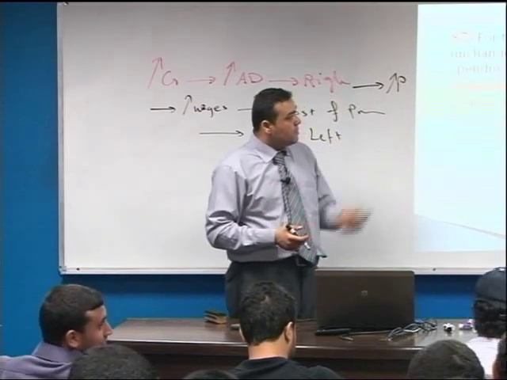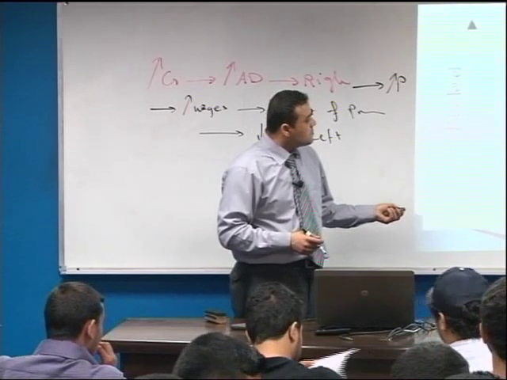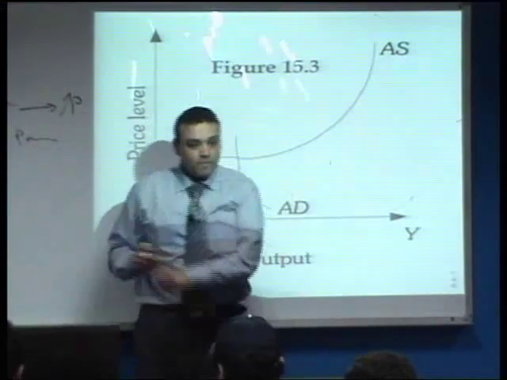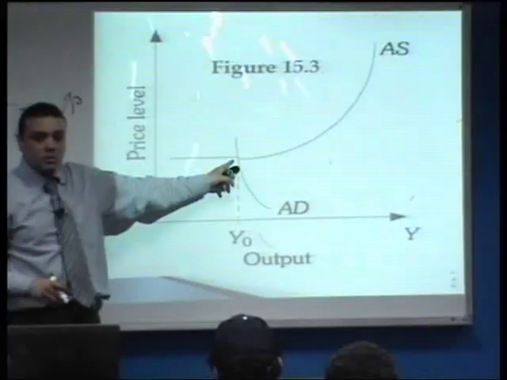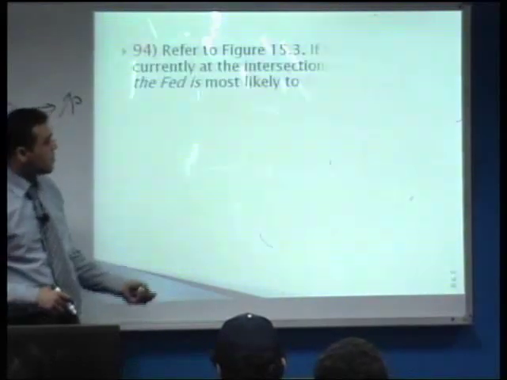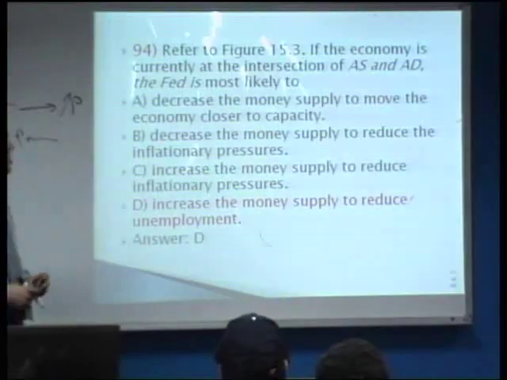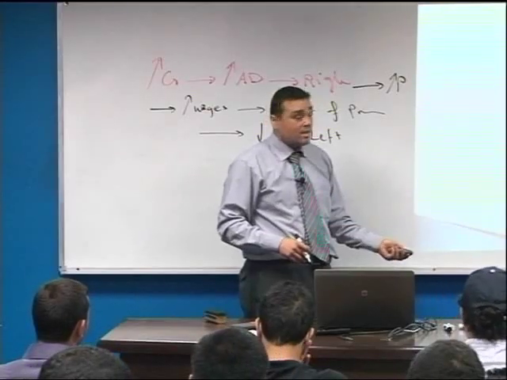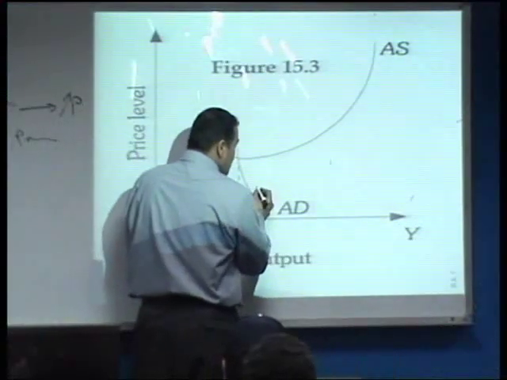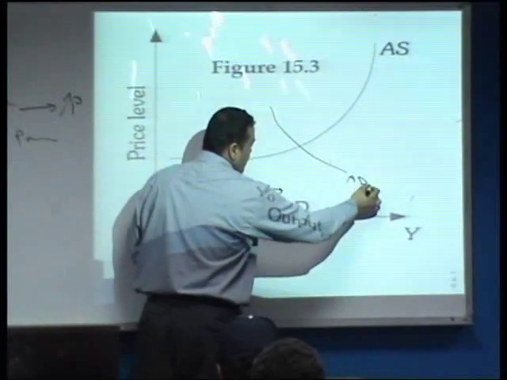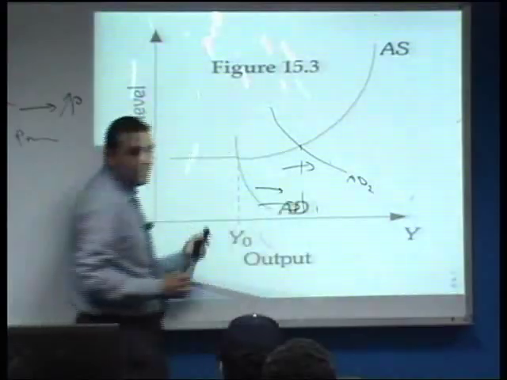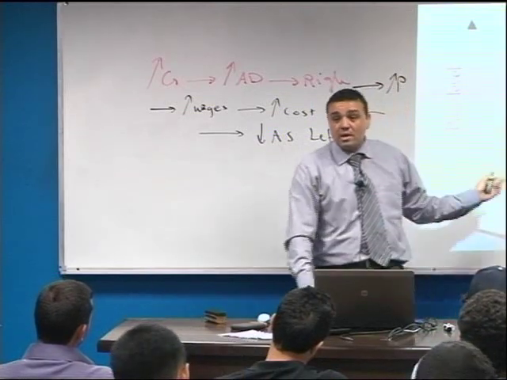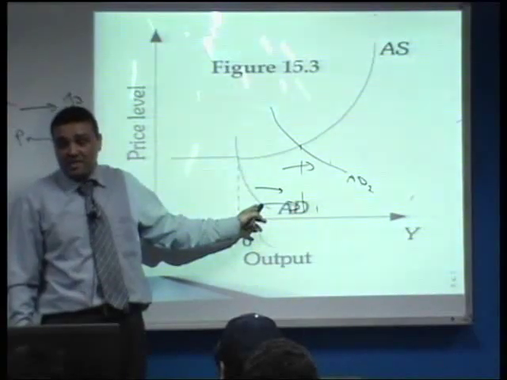Okay. What about this figure? This is the aggregate demand, aggregate supply. The intersection between aggregate demand and aggregate supply here: if the economy is currently at the intersection of aggregate supply and aggregate demand, the Fed is most likely to increase the money supply to reduce unemployment. To reduce unemployment we need to increase the money supply, because increasing the money supply causes a rightward shifting in the aggregate demand curve from aggregate demand 1 to aggregate demand 2, then Y would increase and unemployment would decline. Or it can increase the government spending or decrease the taxes, because here the fiscal policy and the monetary policy are effective.